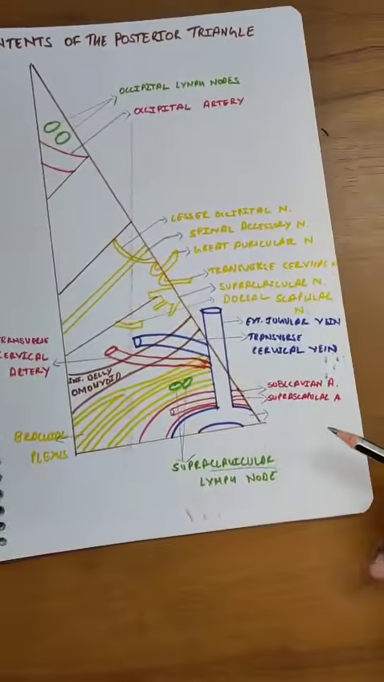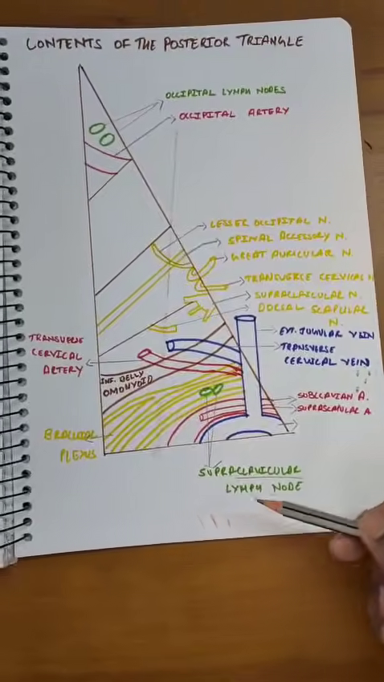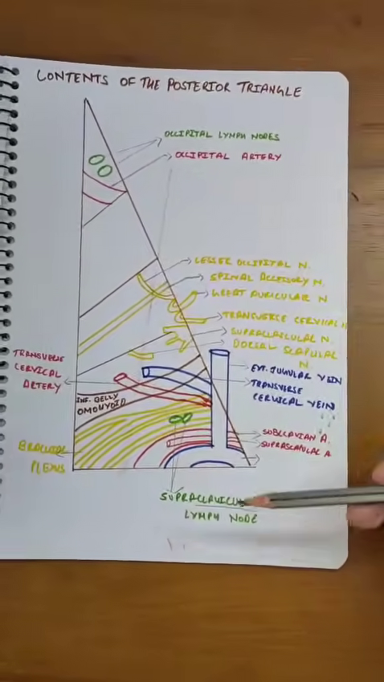Coming to the lymph nodes, we have the supraclavicular group of lymph nodes. So these are the contents of the posterior triangle.